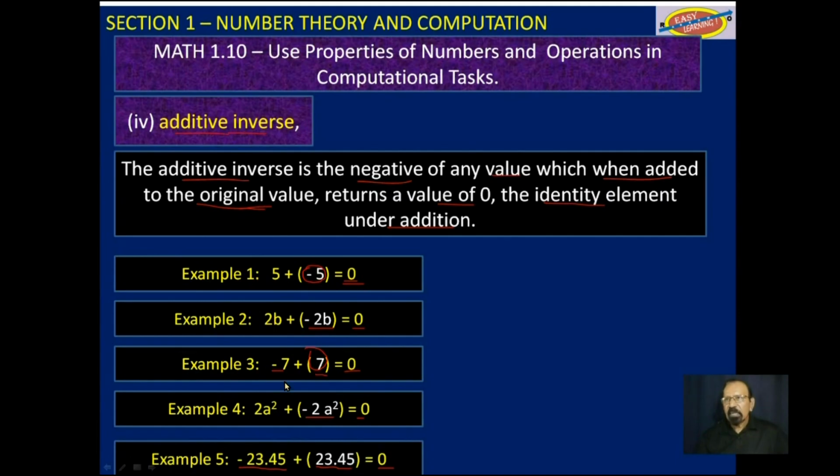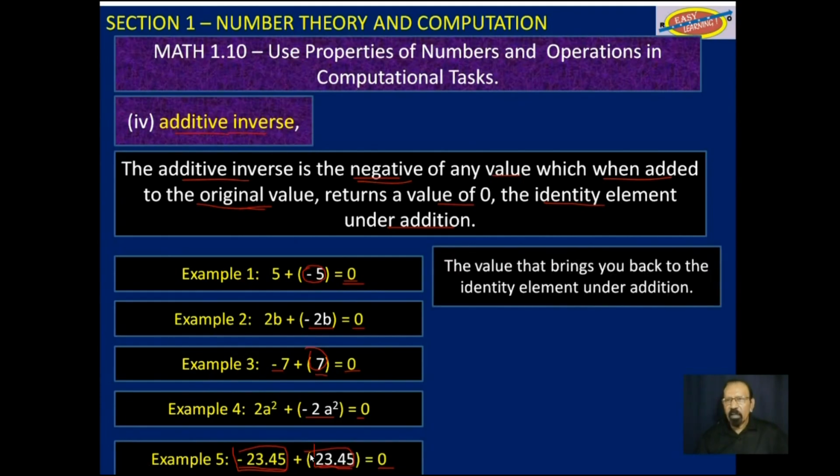Remember I said it is a negative of any value. So if you take the negative of negative 23.45, you get positive 23.45. Now the value that brings you back to the identity element under addition. Remember we said 0 is the identity element for addition. And so on. I think you should get this idea by now.